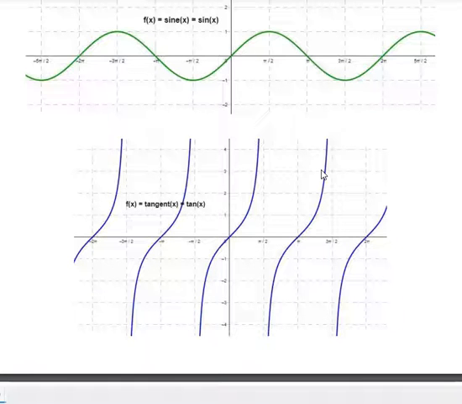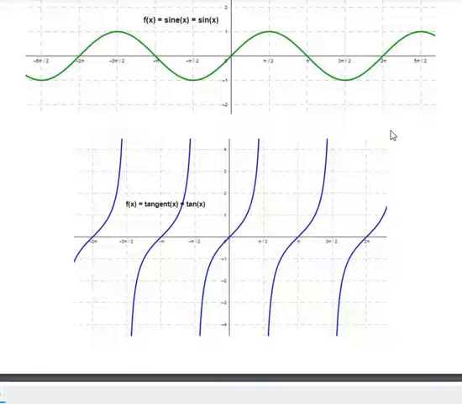And the reason it looks this way is because, remember, tangent is sine divided by cosine. And wherever the cosine is 0, the denominator is 0, the function is not defined there. So it goes off to infinity or negative infinity, and there's a vertical limit line at that point. And the period of the tangent is every pi. It repeats every pi, not 2 pi.